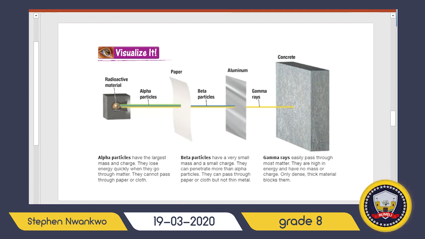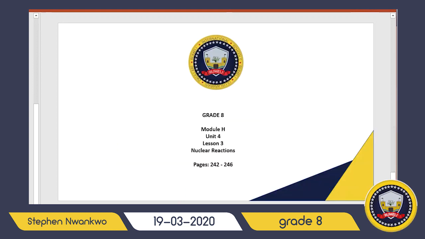Okay, so that's enough for today. If you want to check what we learned, please go back to your book, Module H, Unit 4, Lesson 3, and just revise the pages between 242 and 246. I know these subjects can be a little bit tricky for you, so please try to read and understand what we discussed during these videos.